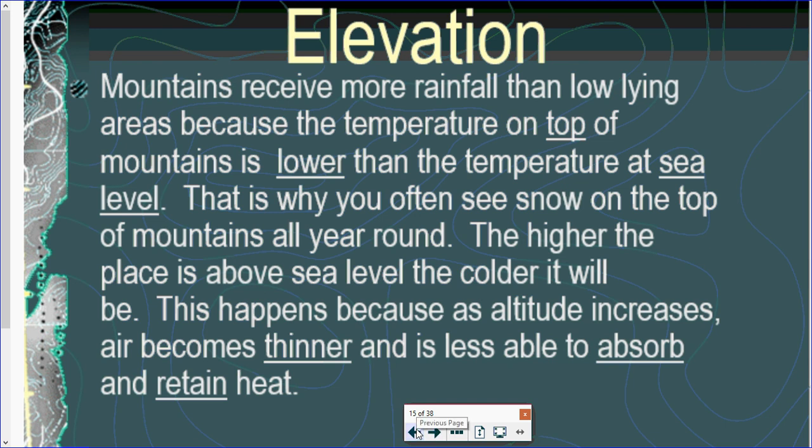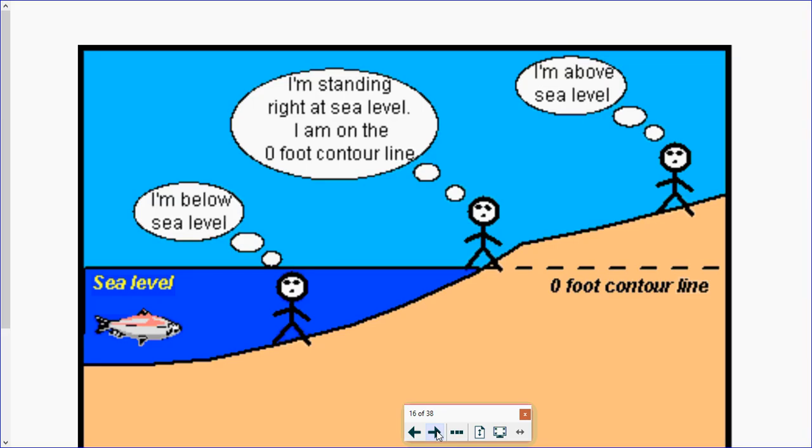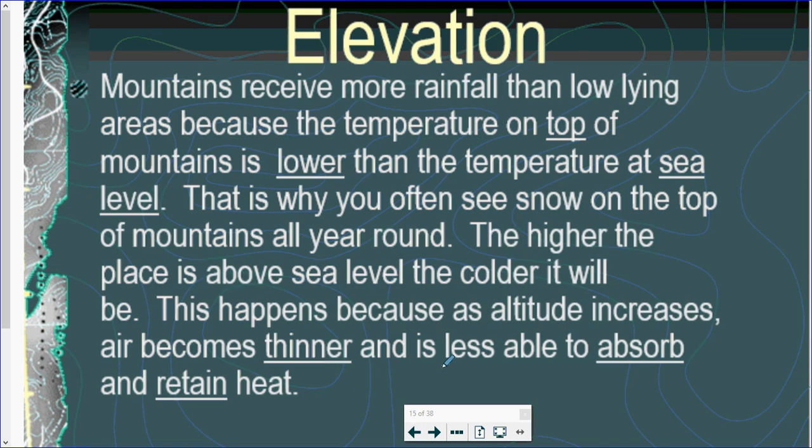Elevation is the next climate factor, and this is another mountain-related one. This has to do with how high you are above sea level. So I always use this picture. I'll go back to that slide, don't worry. When I taught middle school, I would explain, I'm below sea level. I'm standing right at sea level. I'm above sea level. So the further you get from sea level, the thinner the air is. There is literally less air and therefore fewer molecules that can hold on to the heat.